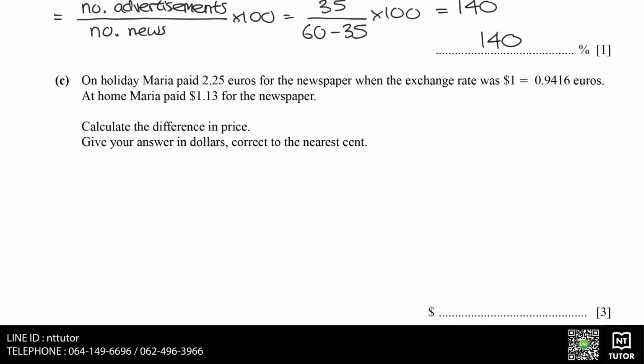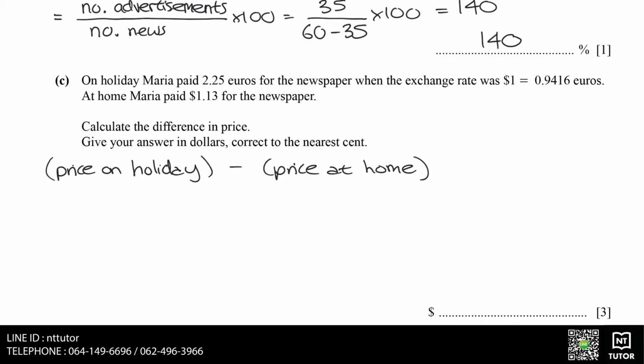C. On a holiday, Maria paid 2.25 euros for the newspaper when the exchange rate was $1 per 0.9416 euros. At home, Maria paid $1.13 for the newspaper. Calculate the difference in price. Give your answers in dollars correct to the nearest cent. The difference in price would be the price on holiday minus the price at home.